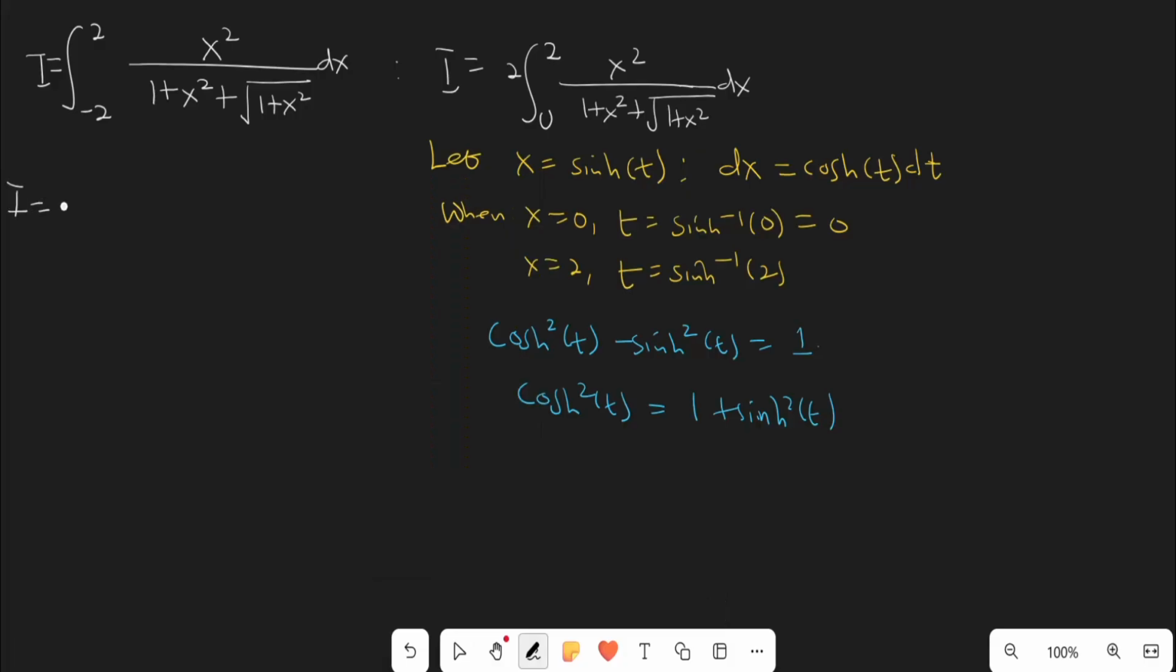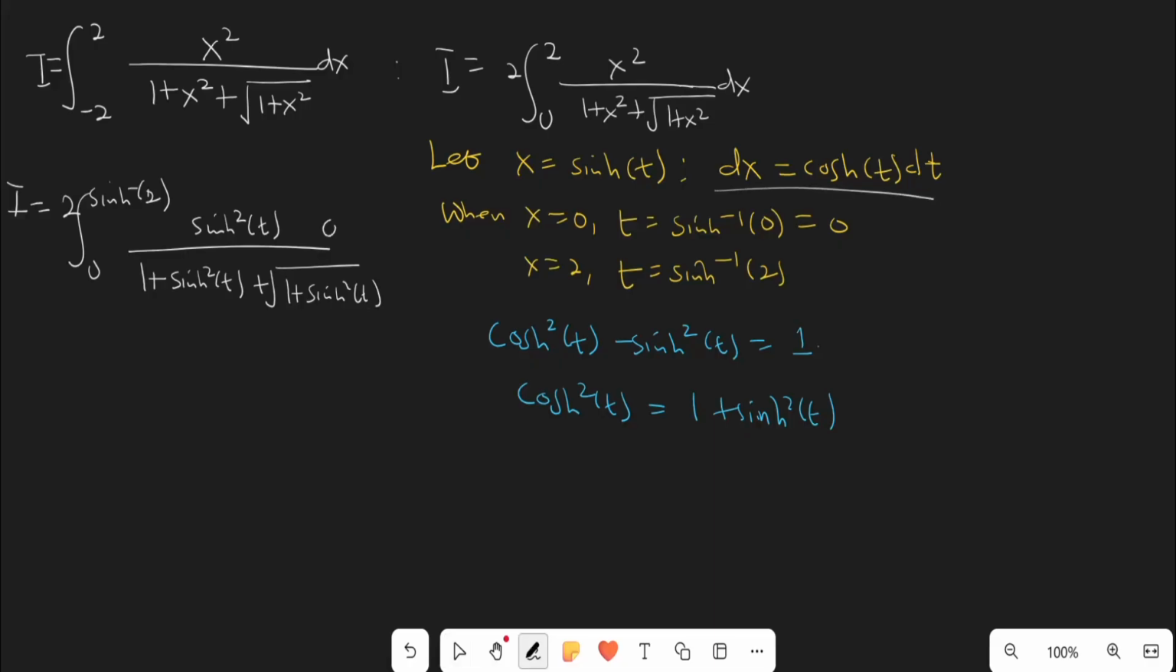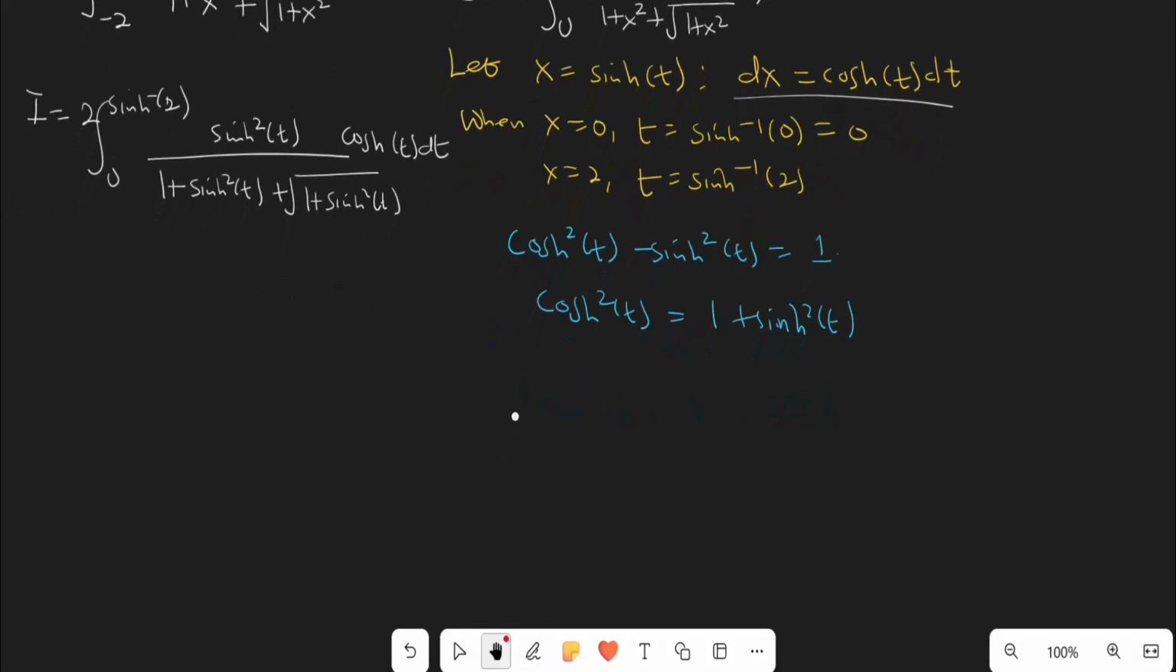So I is going to be 2 times the integral from 0 to the sine hyperbolic inverse of 2 of x squared, where x is sine hyperbolic of t, so sine hyperbolic square of t, divided by 1 plus x squared, which is 1 plus sine hyperbolic square of t, plus the square root of 1 plus sine hyperbolic square of t, times dx, and dx is cosine hyperbolic of t dt. Run out of room here.